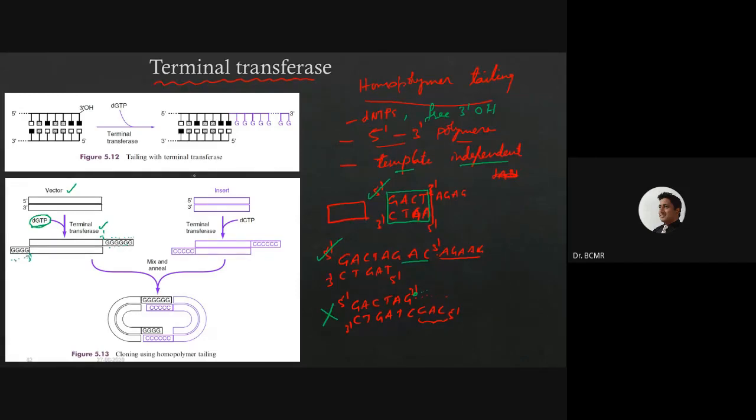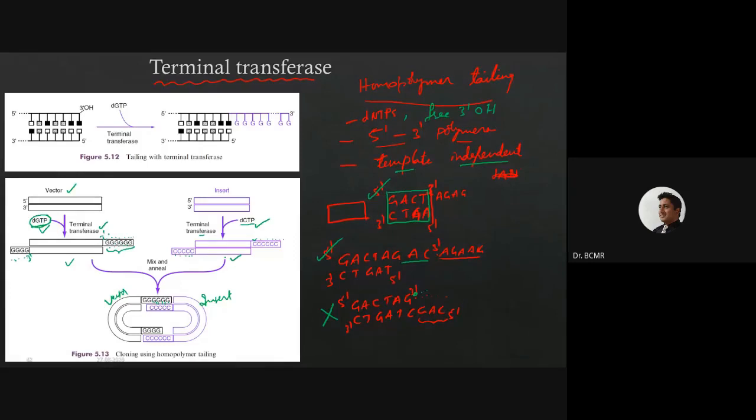And so also in this case. Now you can take the insert and add terminal transferase and use dCTP. So again, it will add all the C's here. And now if you mix the vector and insert fragment, because you have chosen to give the vector dGTP and the insert dCTP, they both are complementary. They can form base pairing between them. Now this is the vector and this is the insert. Now you have recombinant DNA.